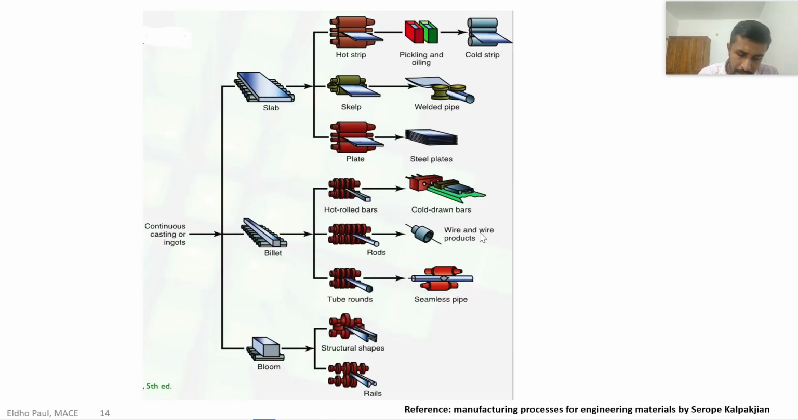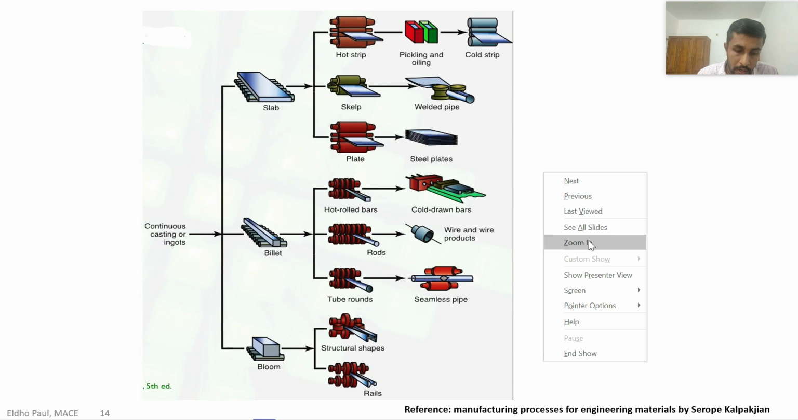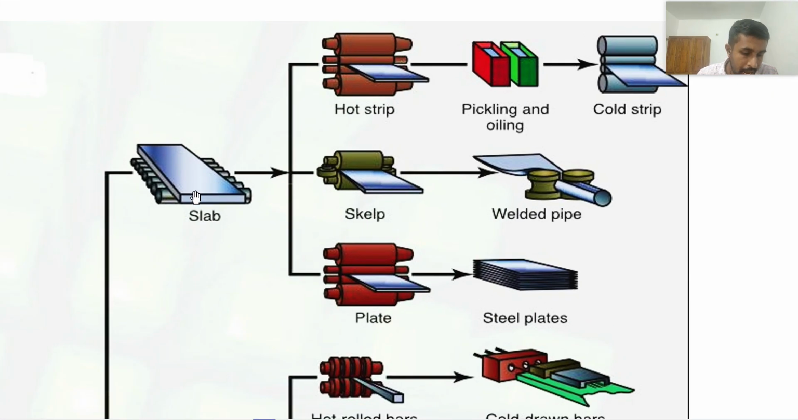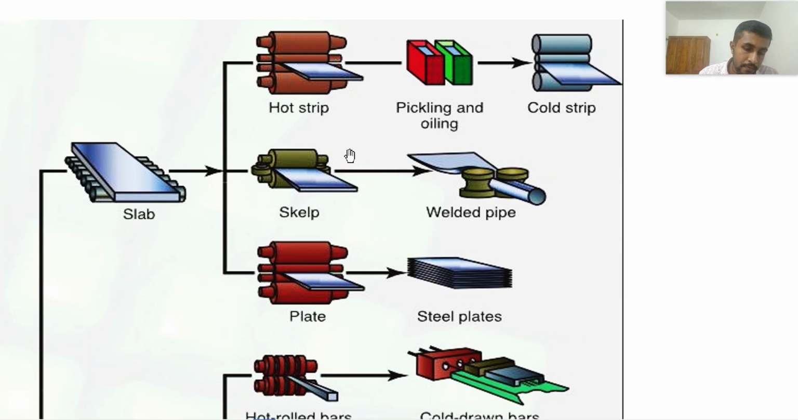See the different components made using the rolling process. Using slab, this is a slab. This is the semi-finished product commonly made using the casting process. And by applying different rolling processes, we can make different varieties of products.